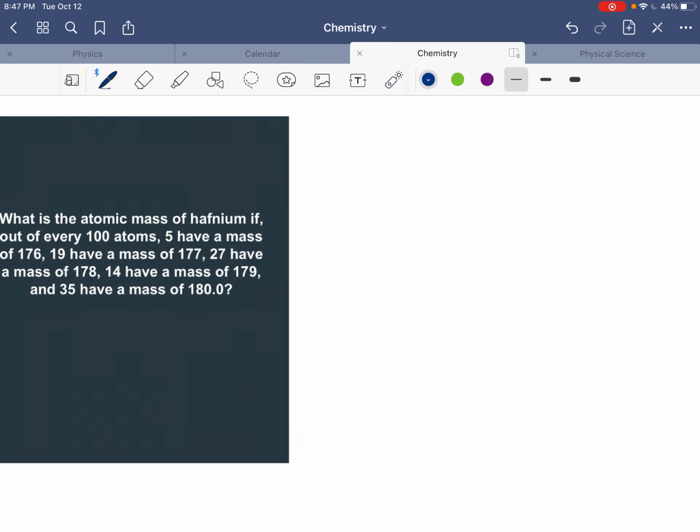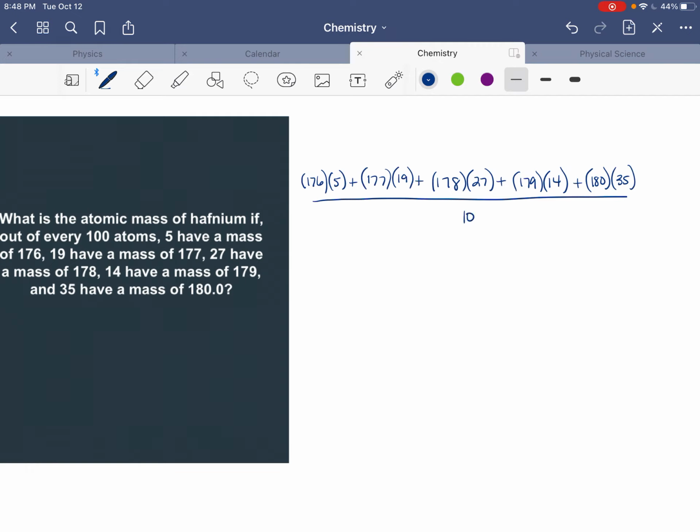So I'm going to take the mass of my first isotope, so 176, times the percentage, which is 5, plus my mass of my second, 177, times the abundance, plus the mass of my third, so 178 times the percent abundance, 27, plus 179 times the percent, and then finally 180 times my 35%, and then divide the whole thing by 100.